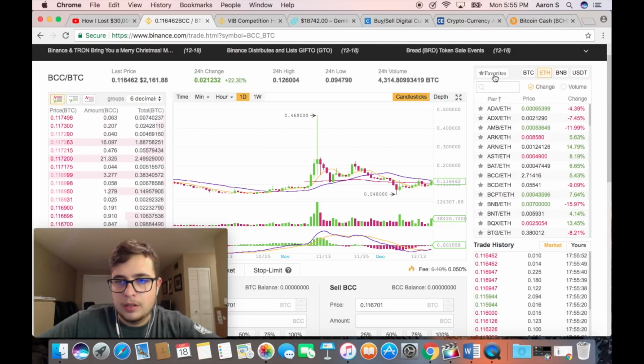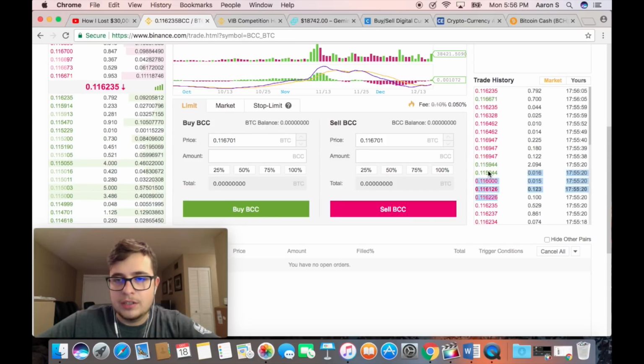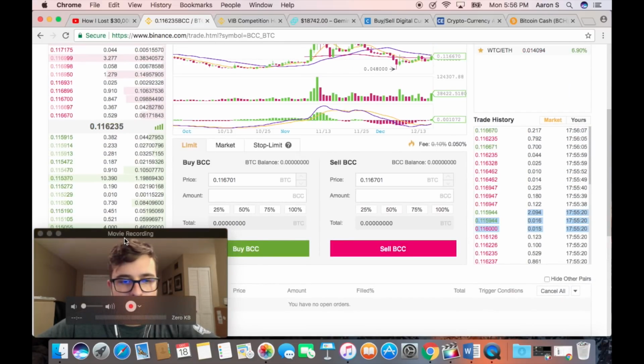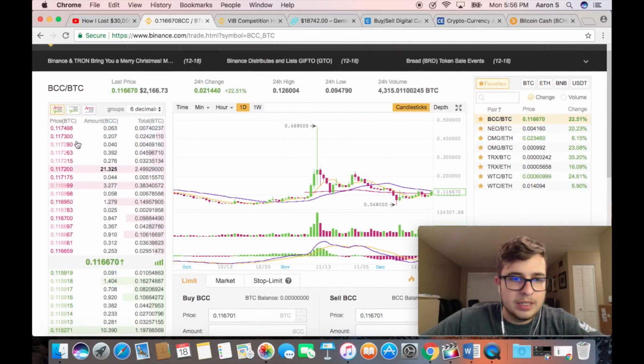There we go. If you hit favorites, of course your favorites will come up. Nice and easy, nice and simple. You'll see the trade history of the coin you're looking at. And yeah, it's pretty simple. It's a pretty simple exchange. Like, you can see a lot going on here.